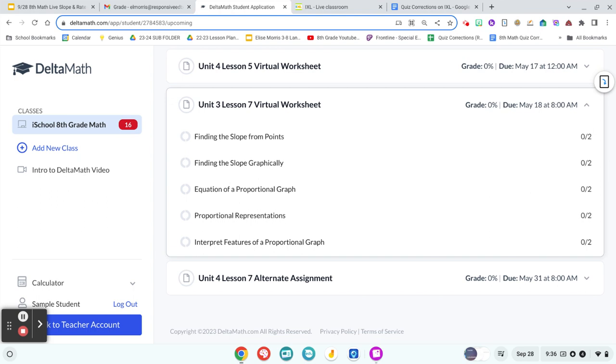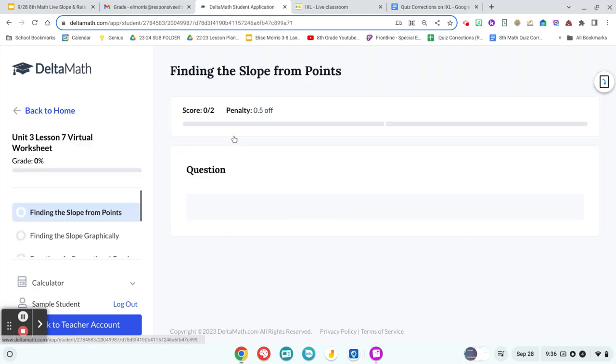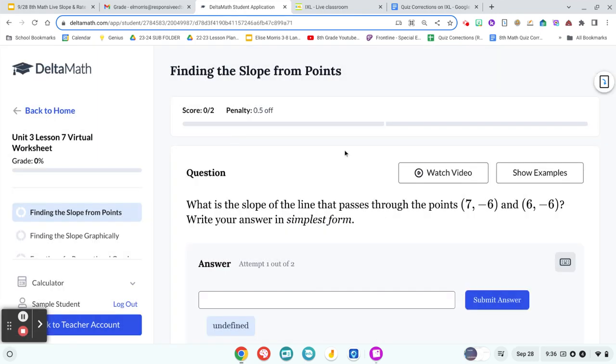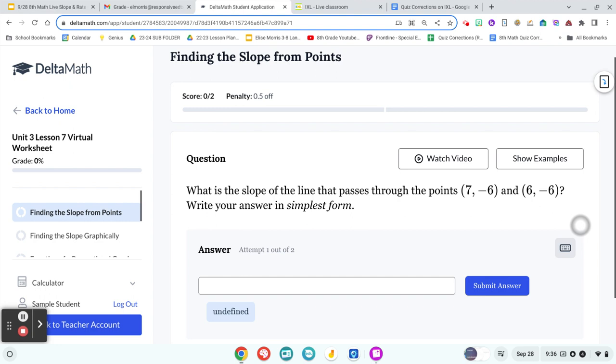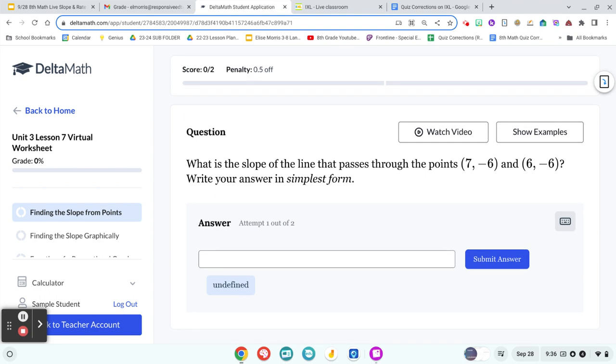Okay, so you can see how I need to do 2, 4, 6, 8, 10 questions. So it looks like a lot, but this is just a 10 question worksheet. No big deal. What's great about this is you're going to be able to correct it. So you know when you have 100, unlike submitting a worksheet where you don't know if you did it right or wrong. Immediate feedback. So what is the slope of the line that passes through these 2 points?